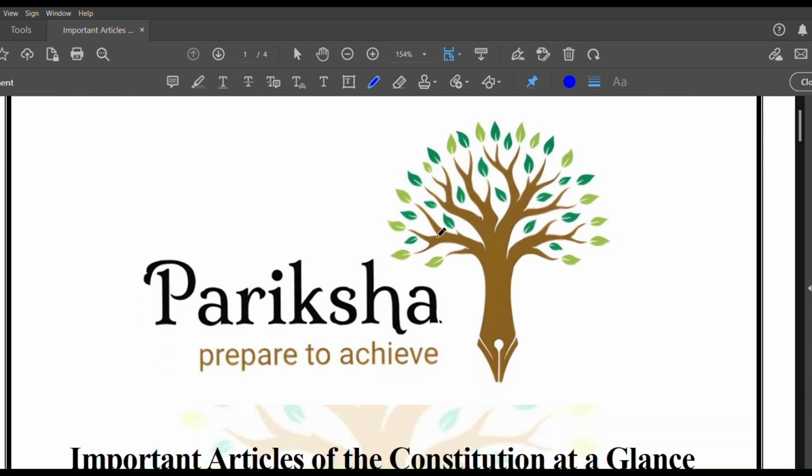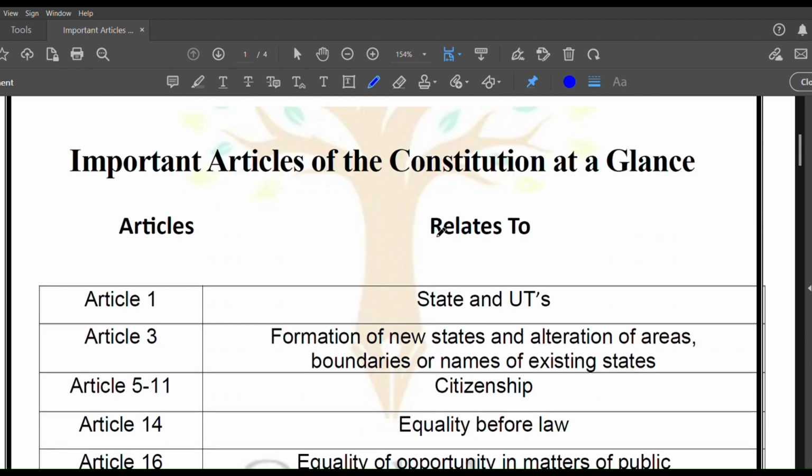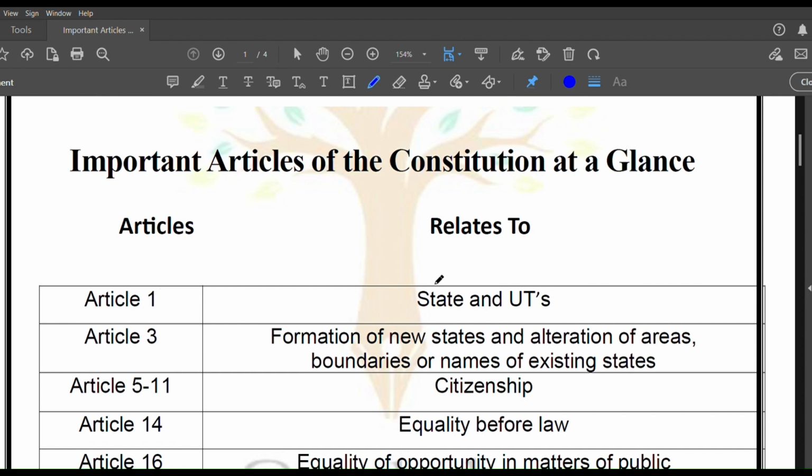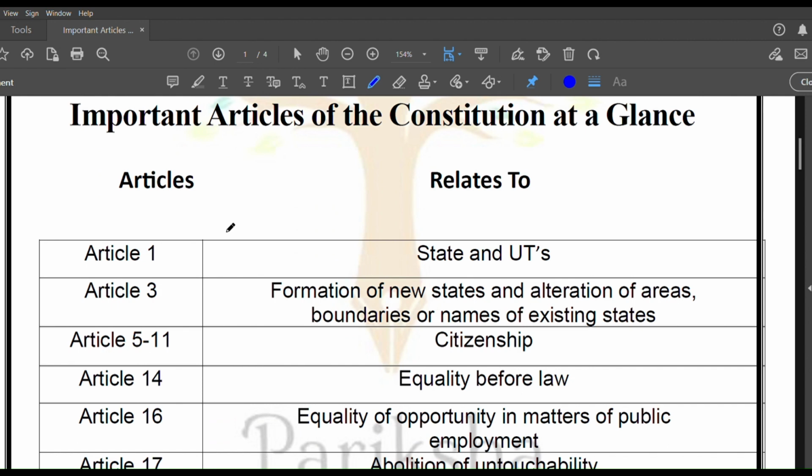So let's start with the video. At first, let's talk about Article 1. Article 1 talks about states and union territories, how they will be formed and all.